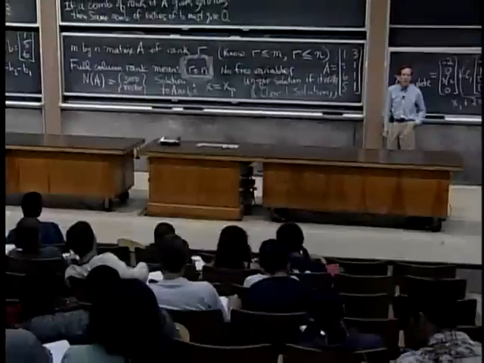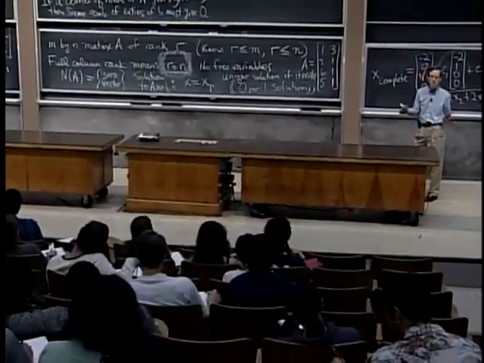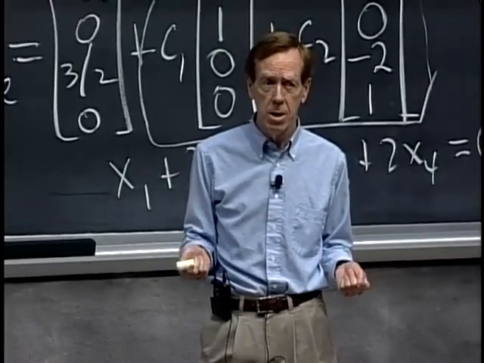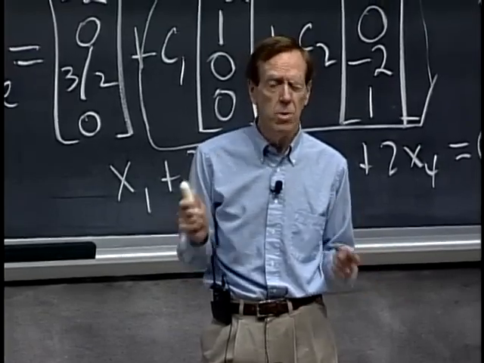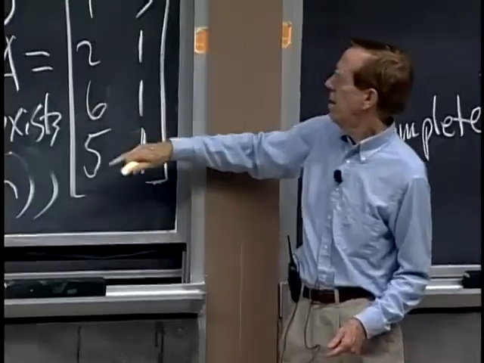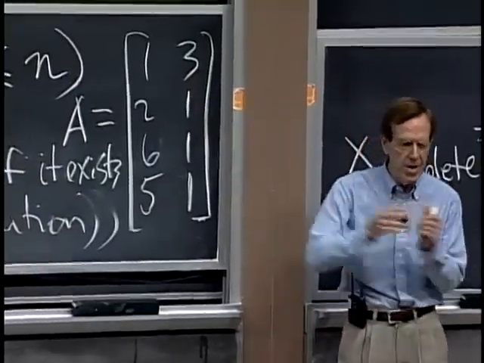And what's its rank? How many pivots will I find if I do elimination? 2, right? I see a pivot there. Certainly those 2 columns are headed off in different directions.